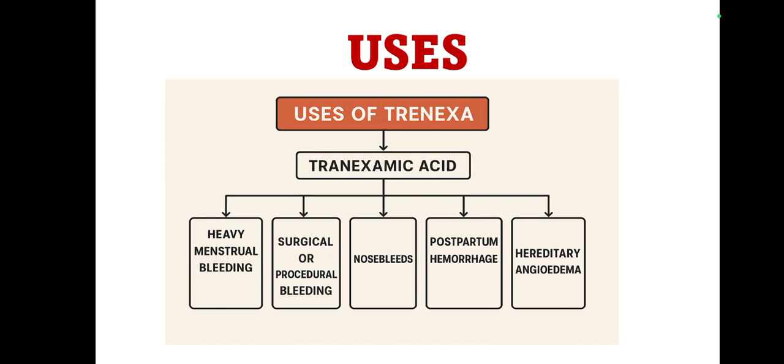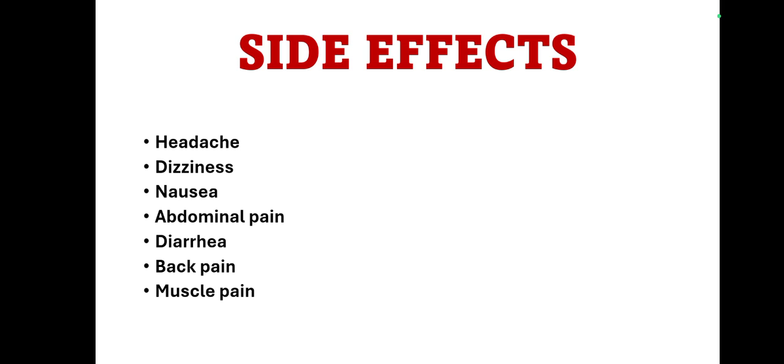So uses means the areas where we can use tranexamic acid. The commonly used areas are heavy menstrual bleeding, surgical or procedural bleeding, nosebleeds or epistaxis, postpartum hemorrhage, and hereditary angioedema. In other cases where the bleeding is not stopped, there are different areas where we can give tranexamic acid. So these are the commonest areas where we can use it. The commonly seen side effects are headache, dizziness, nausea, abdominal pain, diarrhea, back pain, muscle pain.